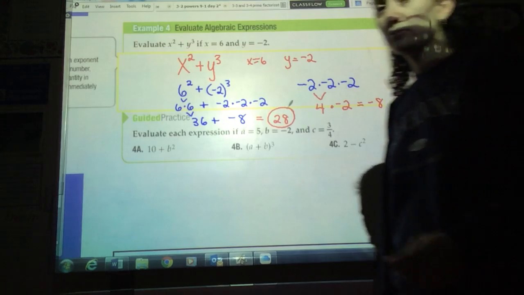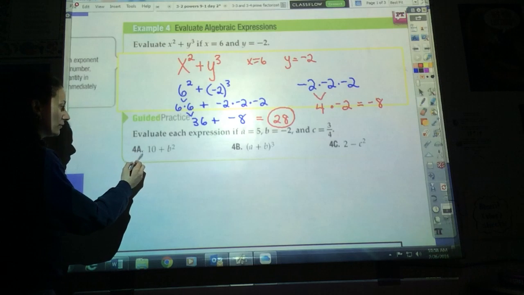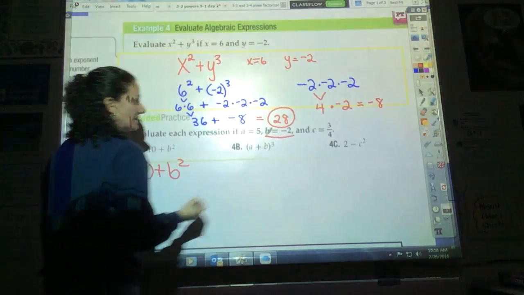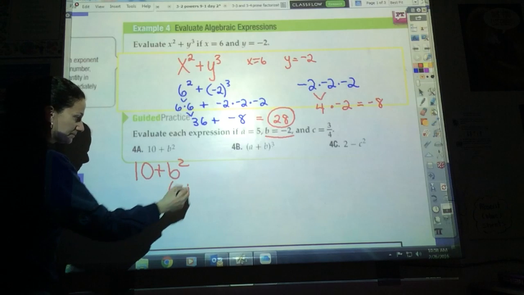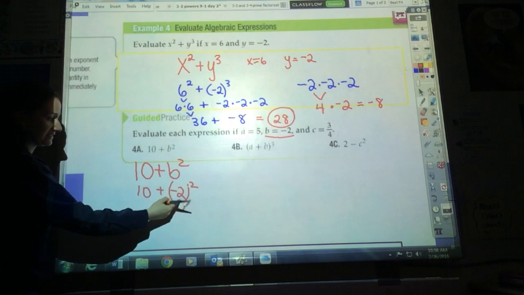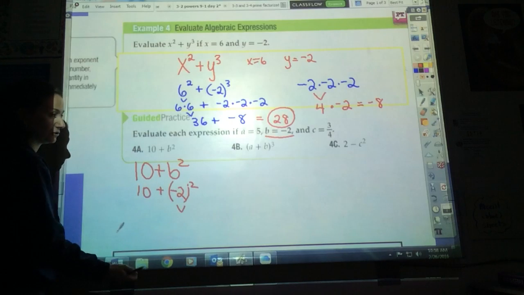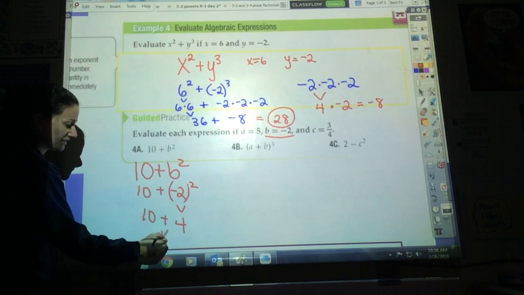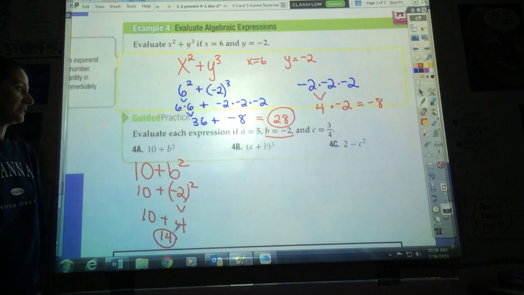Now I'm going to give you 3 more examples, and I'm going to have you try some. All right, take a look at this one. I'll write it a little bit bigger for you. It says 10 plus b squared, and it tells us b is negative 2. So first thing, I'm going to substitute negative 2 for b. Okay, next thing I'm going to do is evaluate the exponent because exponent evaluation is more important than adding. So negative 2 times negative 2 is positive 4. And then I add the 10 to get my final answer of 14. So 10 plus b squared is 14.